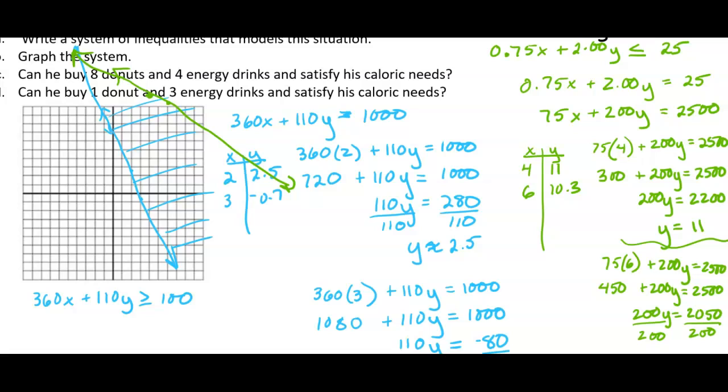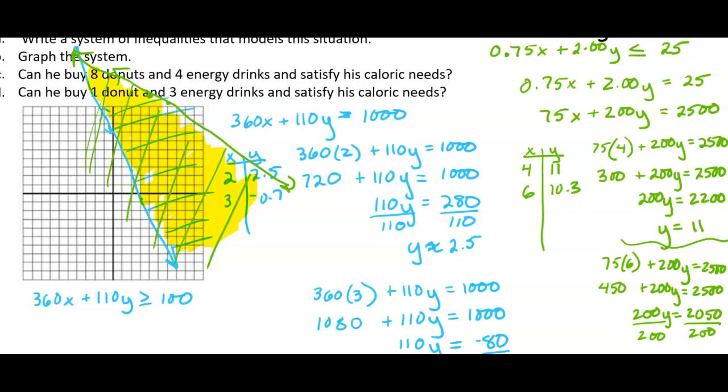Now, if he doesn't spend any money on donuts or energy drinks, so 0, 0, that's going to be less than $25. So we're going to want the points down here. So it looks like this section right in here will work. We can't spend too much money on donuts and energy drinks, and we have to have enough to give us the extra 1,000 calories.